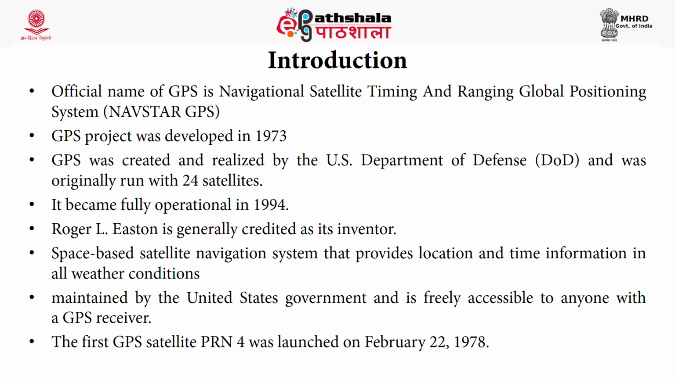These space-bound satellite navigation systems provide location and time information in all weather conditions. It is maintained by the United States government and is freely accessible to anyone with a GPS receiver. The first GPS satellite, PRN-4, was launched on February 22, 1978.